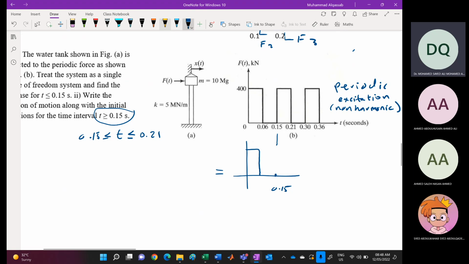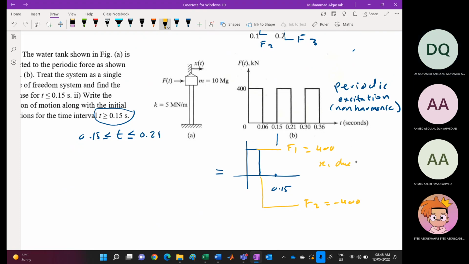Okay, so this will be F1, and then this will be F2. F1 is 400. F2 is minus 400, which is a rectangular pulse. You will find x1 due to f1. The solution is in fact already in the notes, and you will find x2 due to f2, and then you will find the actual response.